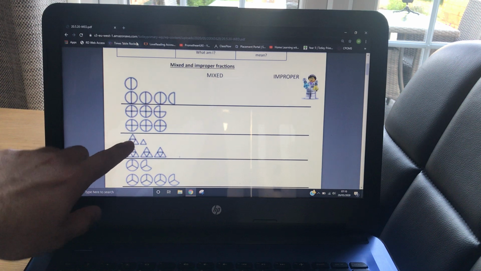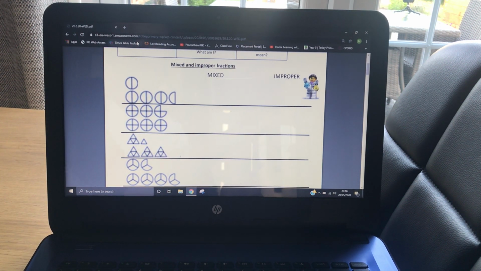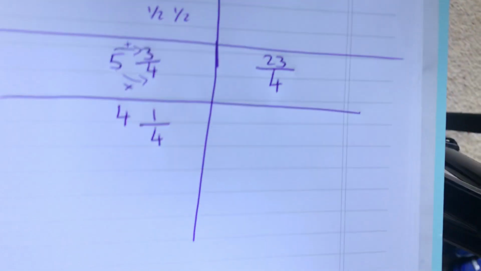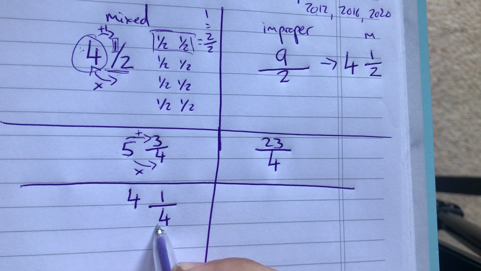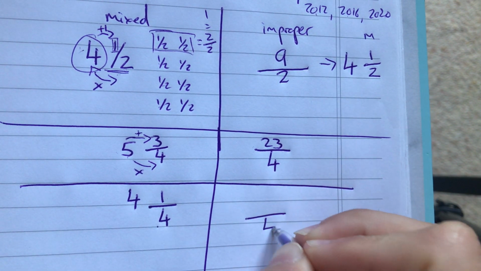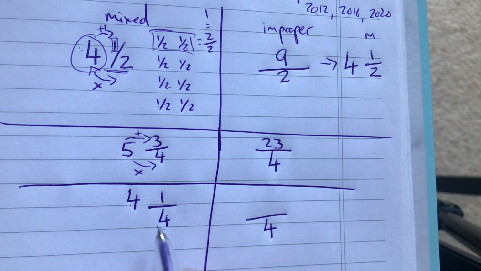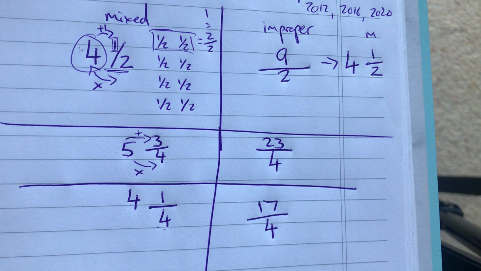Right, we'll whiz through a few more now. So the next one, 1, 2, 3, 4. So we've got 4 wholes, and then we're in quarters, and we've got 1 extra. So we've got 4 and 1/4, make it improper. Let's put my denominator first. 4 times 4 is 16, add 1 is 17. 17 quarters.